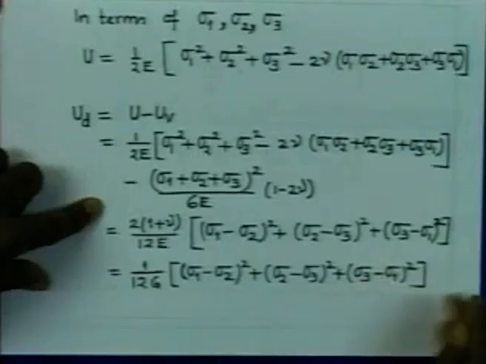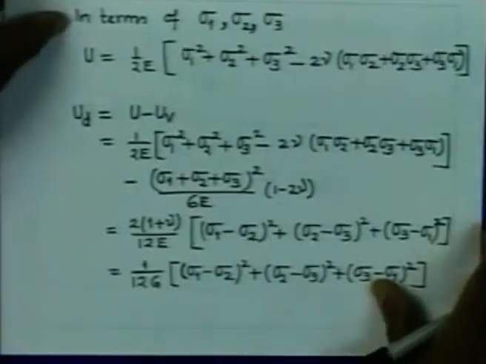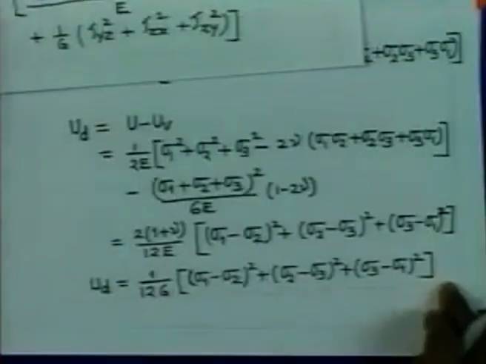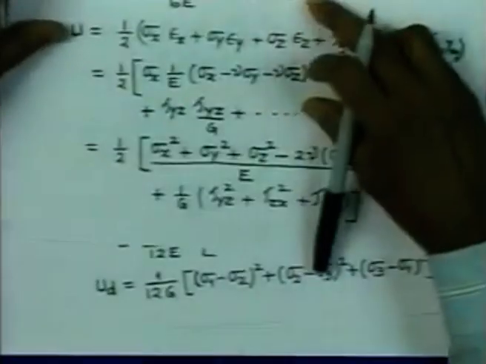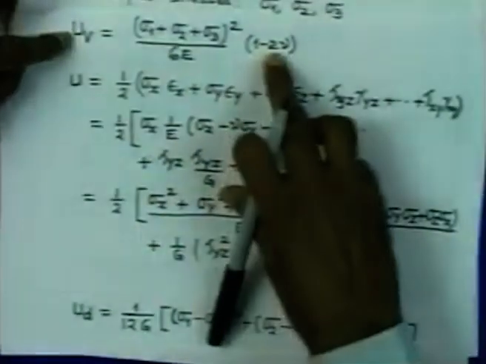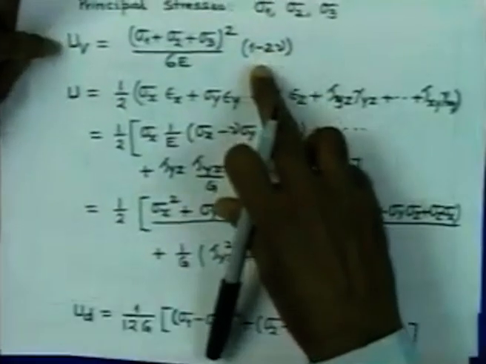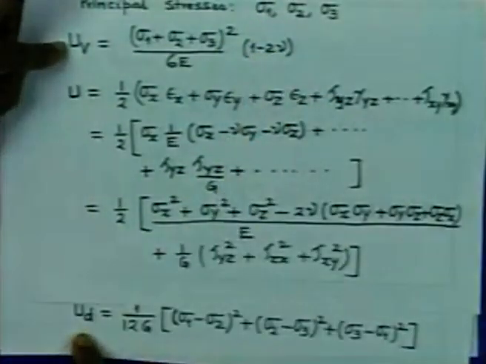So, this is very important. Please note this, that you have finally got the distortion energy density given by this expression and the volumetric strain energy density is given by this relationship. So, volumetric energy density is given by this expression and this distortion energy density is given by this expression.